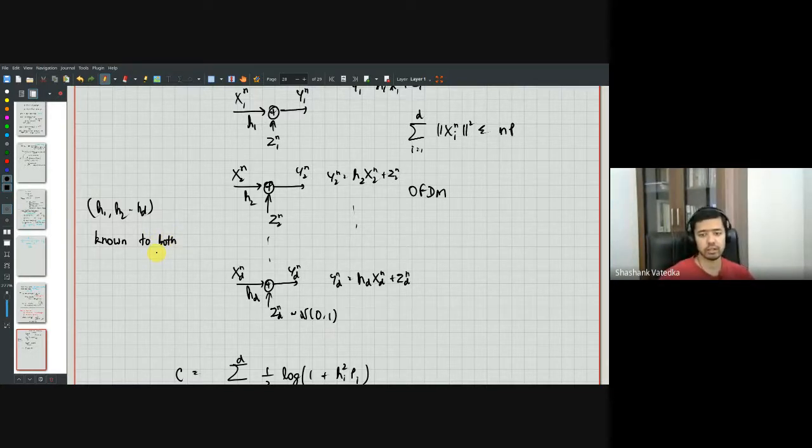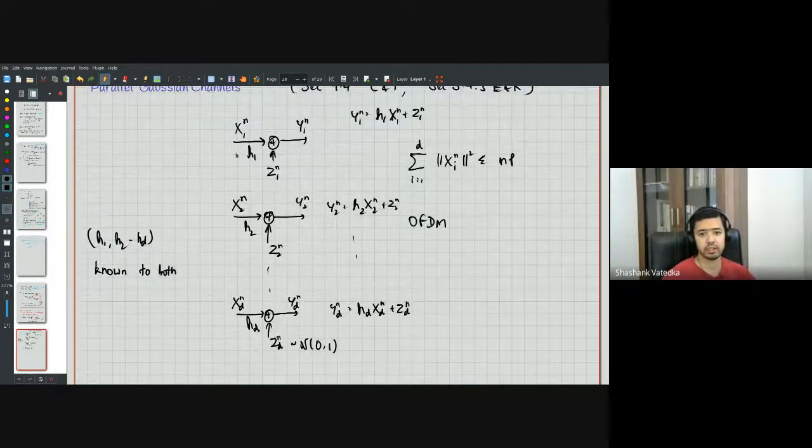Okay, and so basically, what is the setup? The setup is that there are D parallel subchannels, and you can transmit a code word in each of these subchannels, right? And the receiver sees D vectors and jointly decodes these D vectors to the actual message.